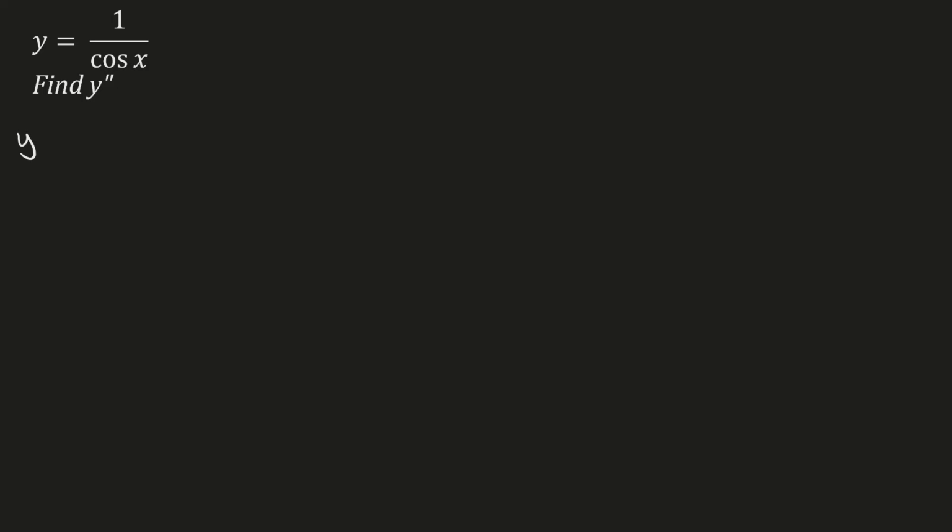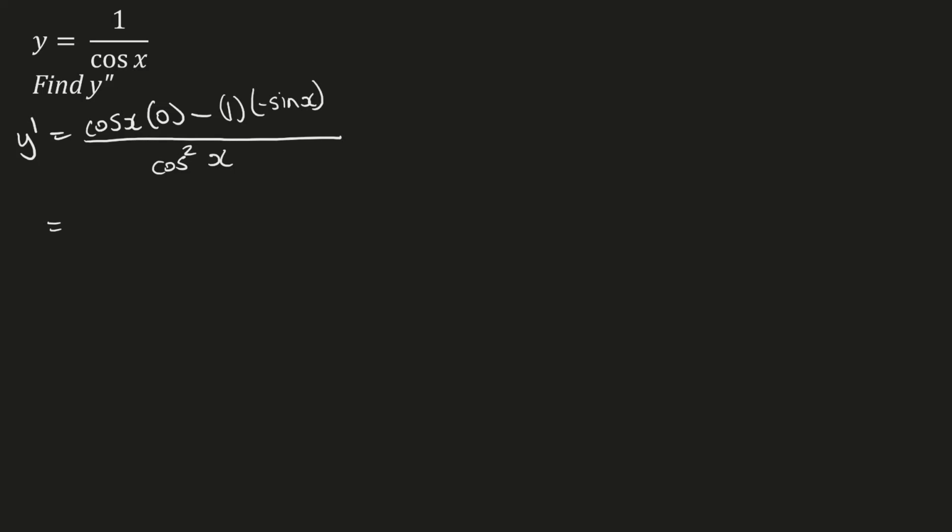So we first start off by finding what y dash is, so we use the division rule. So we have cos x times the derivative of 1, which is 0 because it's a constant, minus 1 times the derivative of cos x, which is minus sine x, and of course we divide the whole thing by the denominator squared, so this will be cos squared x.